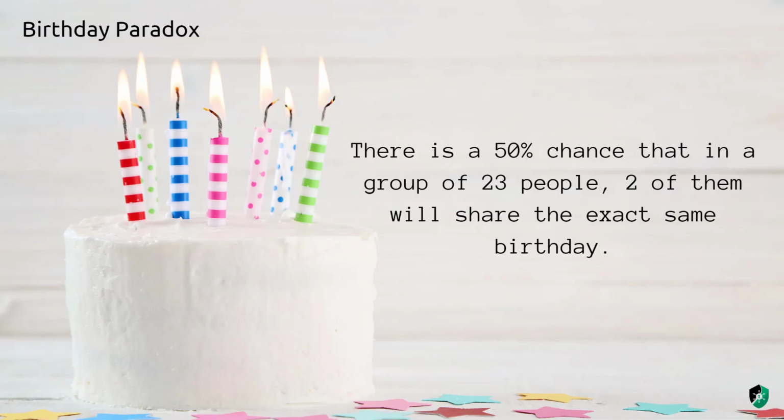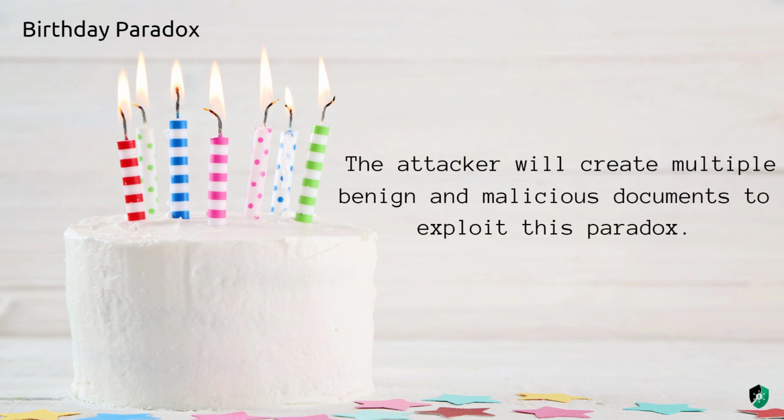Now, the birthday attack works because of the birthday paradox. You may have heard of this before: there is a 50% chance that if you have a group of exactly 23 people, two of them will share the same birthday. So the point here is that even though hash collisions are not common, they still occur when two different plain texts produce the exact same hash value.